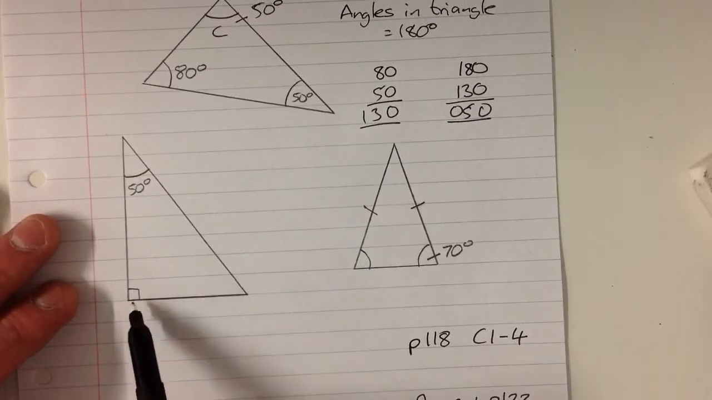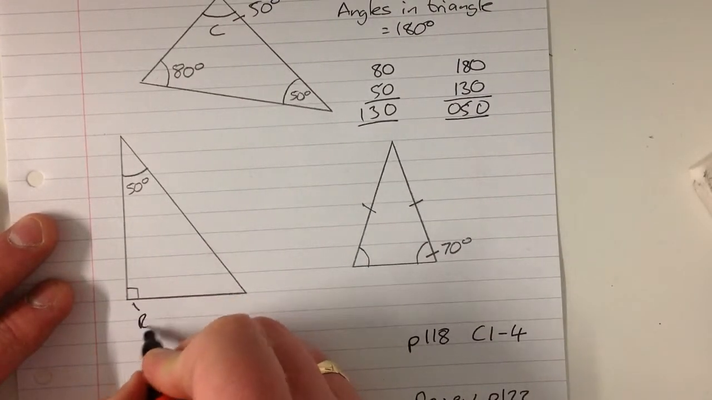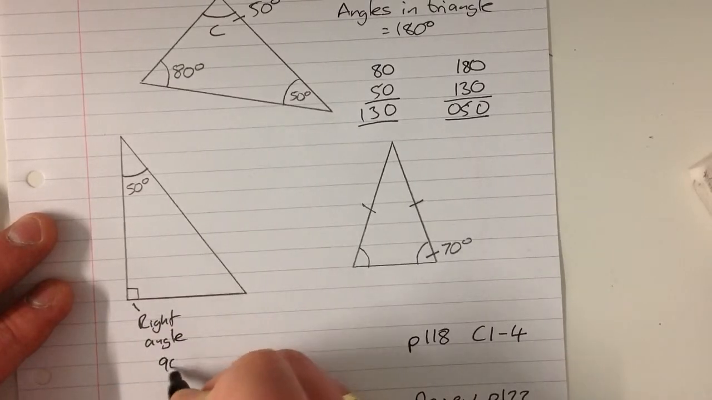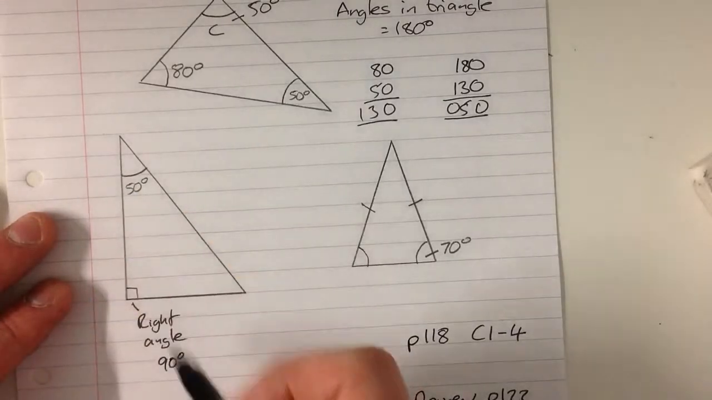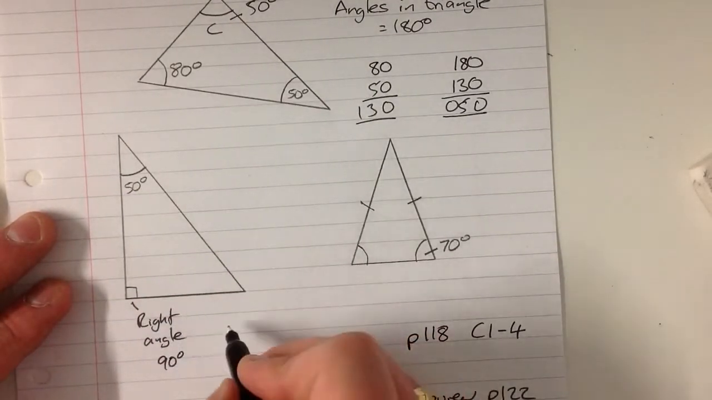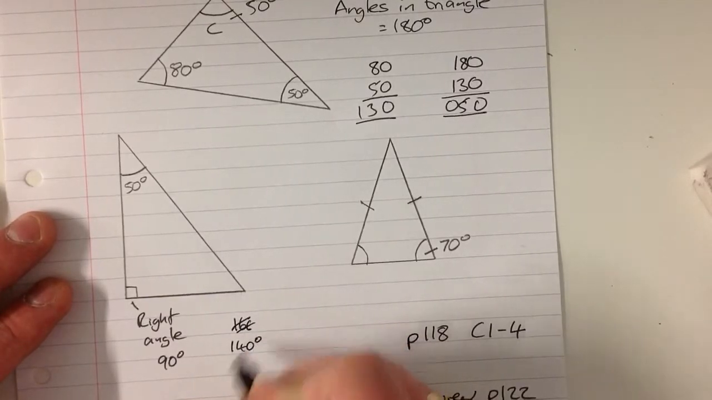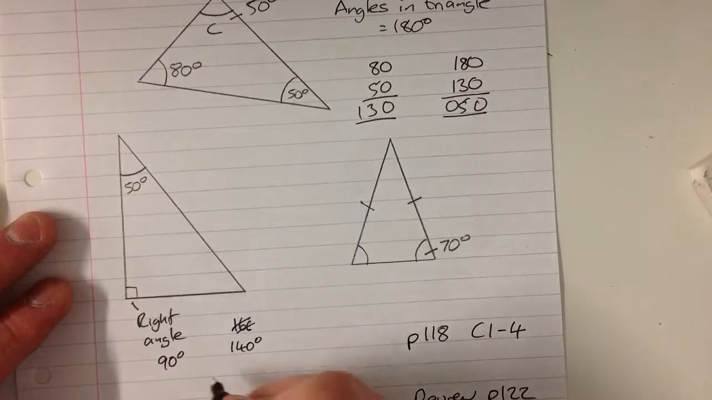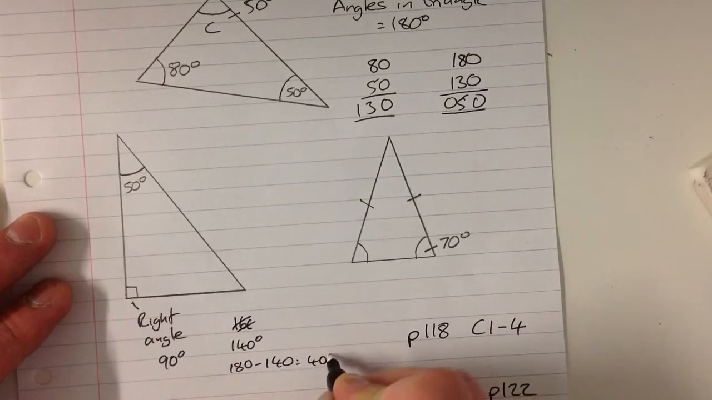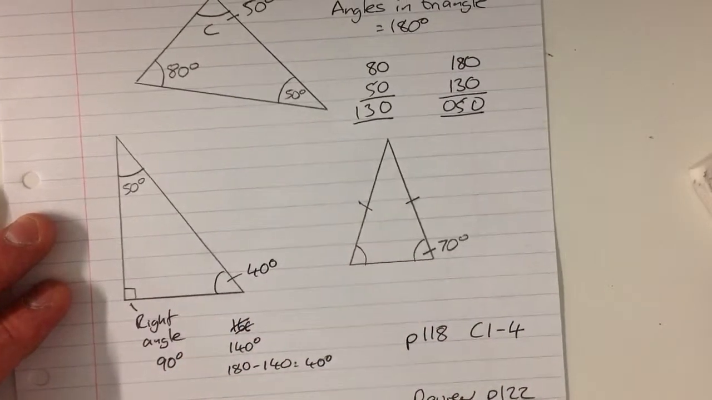Take care where you see this symbol, that little square in the corner there, means that that's a right angle, which is 90 degrees. You can work these out in exactly the same way, once we remember that fact. 50 plus 90 is 140. 180, take away 140 is 40 degrees. So that angle would be 40 degrees.